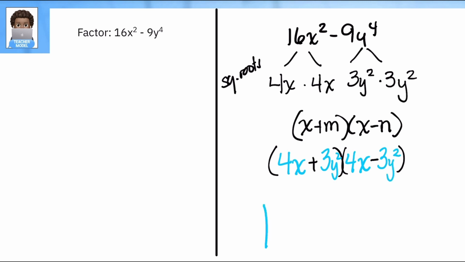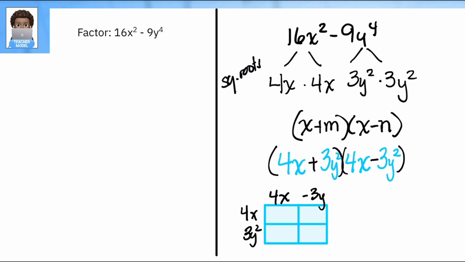To check it, I just use my array model. Again, it's still just FOIL. And I want you to watch and see what you notice. So here's 4x, positive 3y squared, negative 3y squared. Okay, so I have 16x squared, 12xy squared, negative 12, oops, I want to put it to say xy squared, and negative 9y to the fourth.